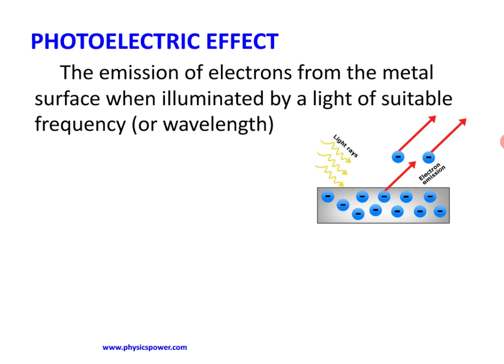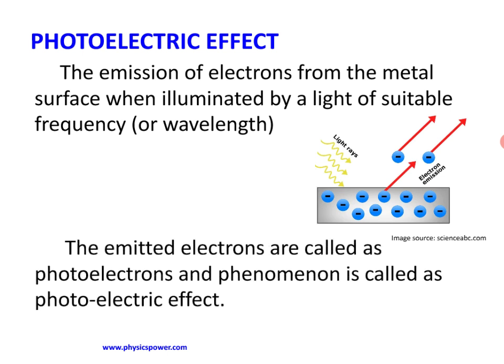So here we are getting electrons. Those electrons we call photoelectrons, and the metal used is the photometal. Here in this diagram you can see light rays of sufficient frequency incident on the metal surface. The free electrons on the metal surface will come out from the metal surface.